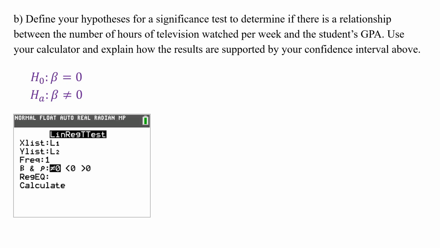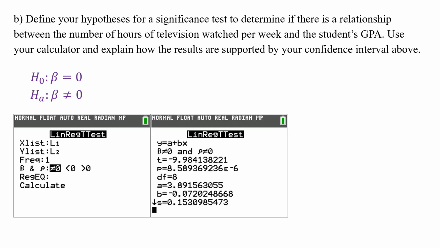So our lin reg t-test, again, we have all of our x and y values already in our list. So we put that in our lin reg t-test. Our null is not, our alternative is not equal to, so we have that highlighted. Okay, I fill all of that in. Not too much I have to fill in there, but I am given a lot of information back.